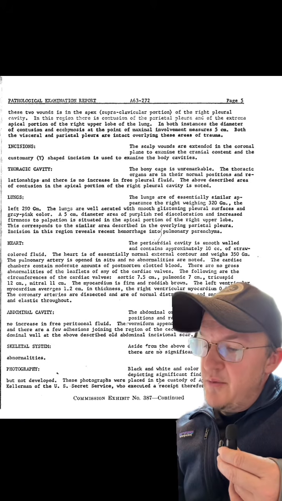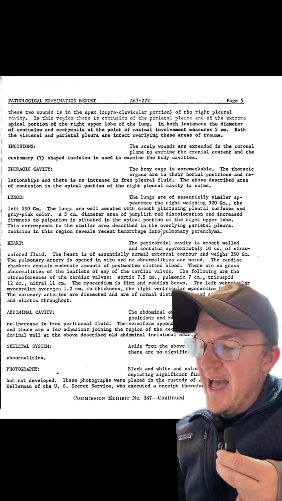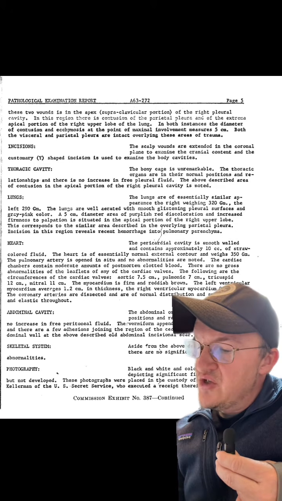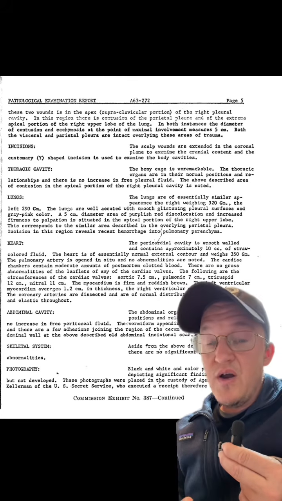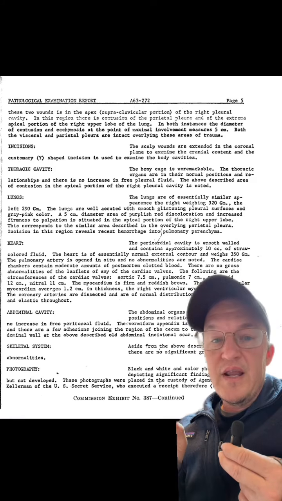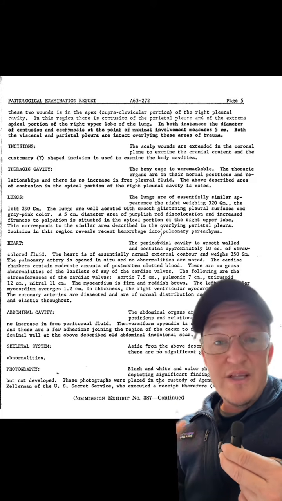Abdominal cavity. The abdominal organs are in their normal positions and relationships, and there is no increase in free peritoneal fluid. The vermiform appendix is surgically absent, and there are few adhesions joining the region of the cecum to the ventral abdominal wall at the above described old abdominal incisional scar. So if you remember what I talked about, he had that McBurney incision that they said was his appendix scar. And so when the appendix is taken out, there's usually a little bit of adhesions, a little bit of scarring around that area. Skeletal system. Aside from the above described skull wounds, there are no significant gross skeletal abnormalities.